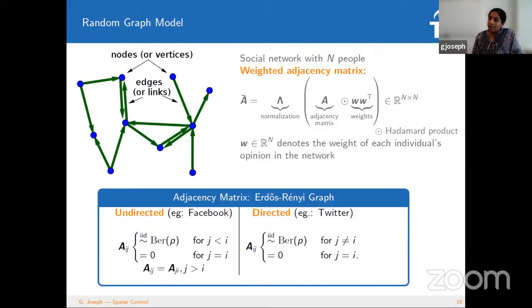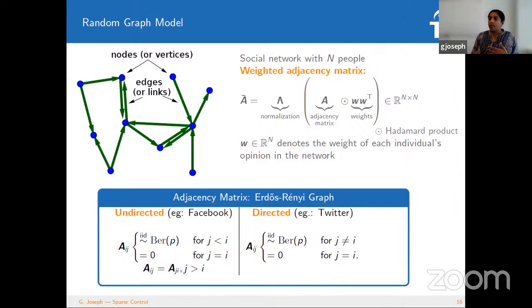How does the adjacency matrix look? We can construct two types of graphs. One is the undirected graph, another one is a directed graph. Undirected graphs are like Facebook. Facebook friends are mutual. So in that case, the adjacency matrix is a symmetric matrix, because if node i is connected to node j, then node j is also connected to node i. So we get a symmetric matrix.